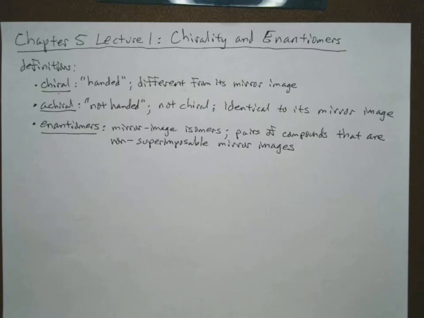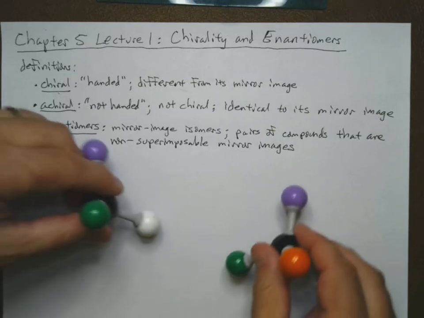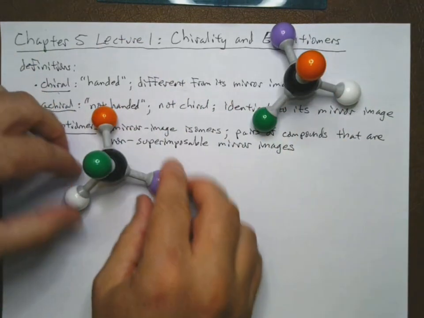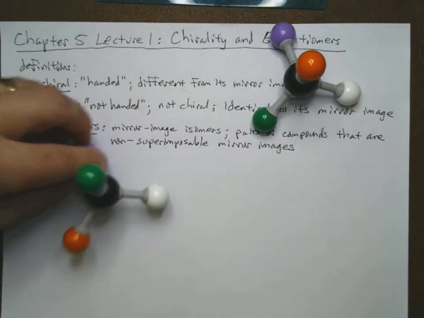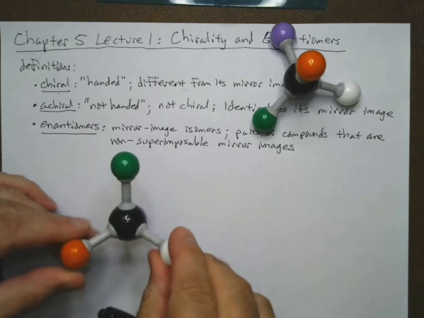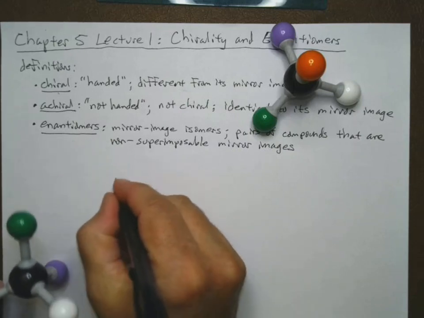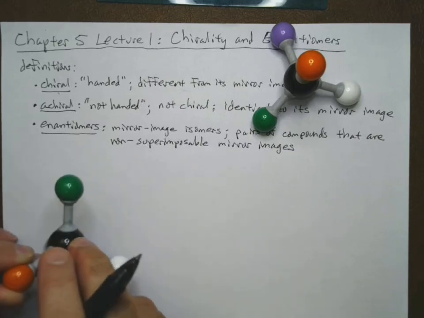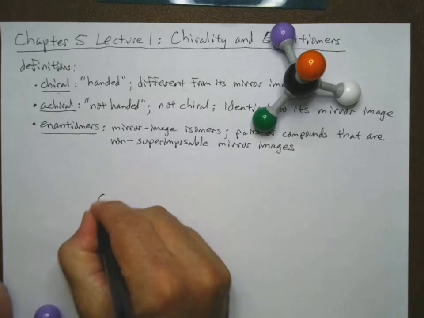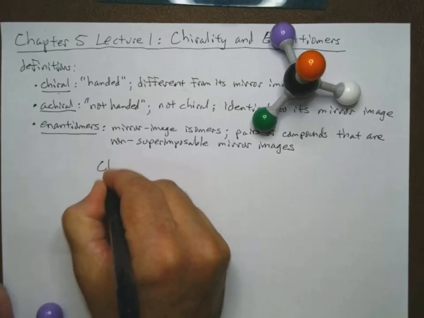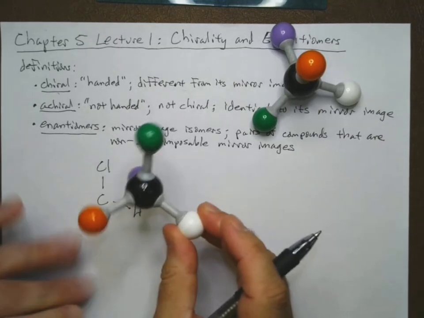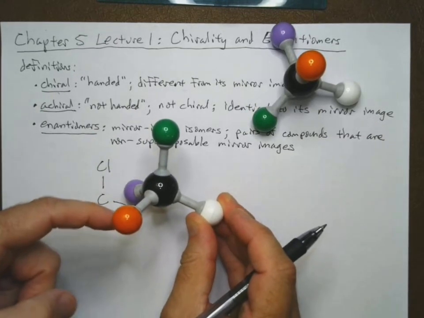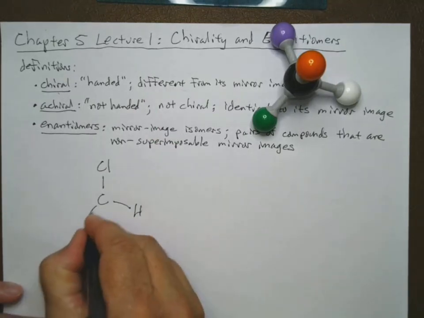And let's take a look at an example. So I'm going to draw this guy here. Okay. So this is my molecule here. So I've got a carbon. I've got my chlorine, which is green. I have a hydrogen, which is white. Coming out towards us, I have a bromine.